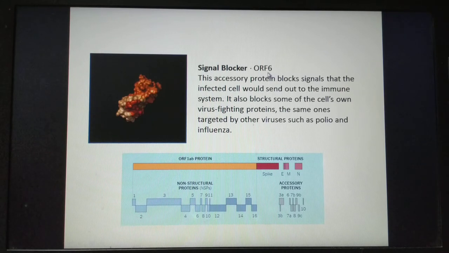Signal blocker, ORF6. What is that? This protein blocks the signal. Once the cell is infected, our infected cells send out some signal to the immune system so that the immune system knows that this is a foreign particle and it has to kill it. Now, this signal blocker blocks these virus-fighting proteins. And that way, our body fails to understand that we have been attacked by a virus.